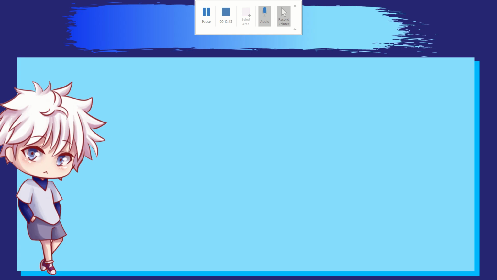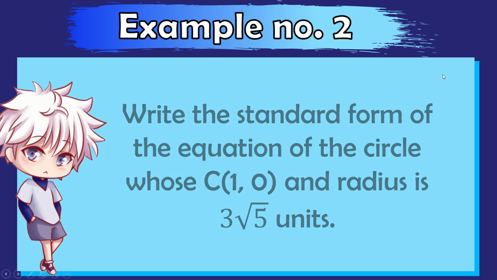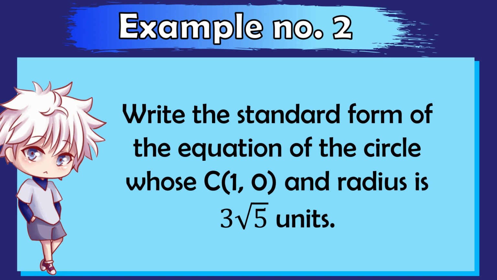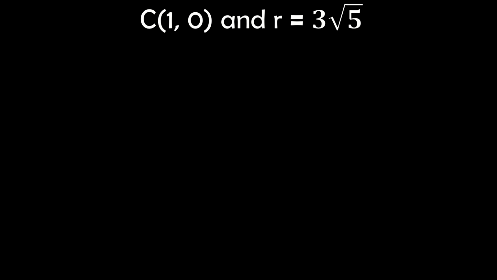Let's have example number 2 po. So, for example number 2, write the standard form of the equation of the circle whose center is at 1 and 0 and the length of the radius is given by 3 square root of 5 units. So, in this example po, the center of the circle is located at 1 and 0. So, that means 1 will be our h, 0 is our k. So, gawin na lang natin yung shortcut. Diba? Kapartner ng h ay si x, kapartner ng k ay si y.